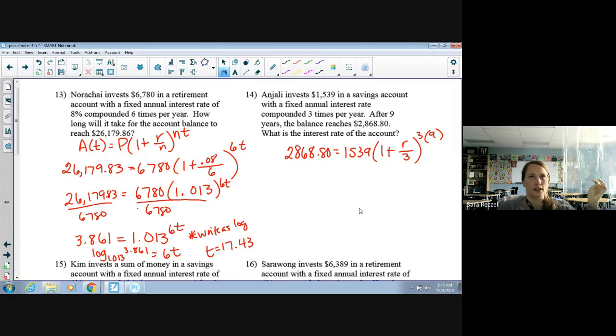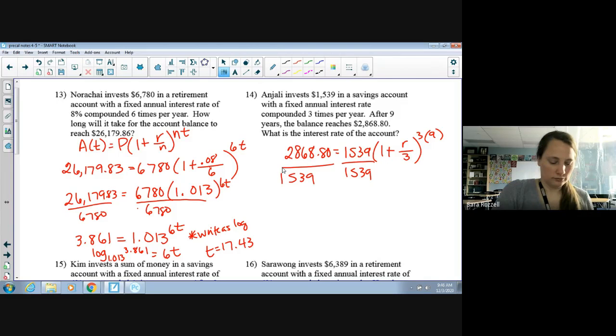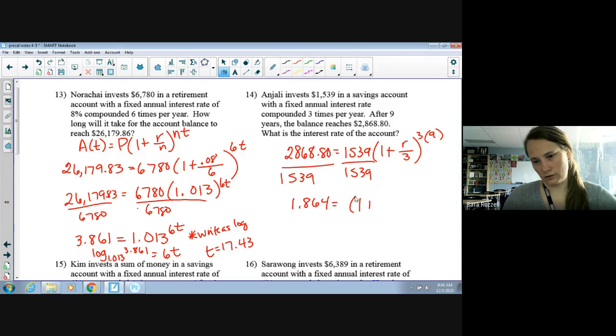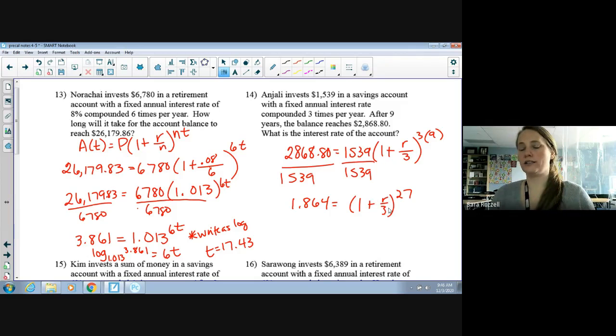But what would be the first thing you would want to get rid of on this side before you can get to this? The 1539. Yep, we're going to divide by that. So that's our first thing that we do. So that gives us 1.864, which is equal to 1 plus r over 3 raised to the 27th. I just did 9 times 3.